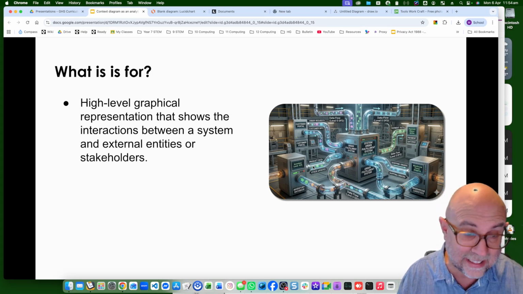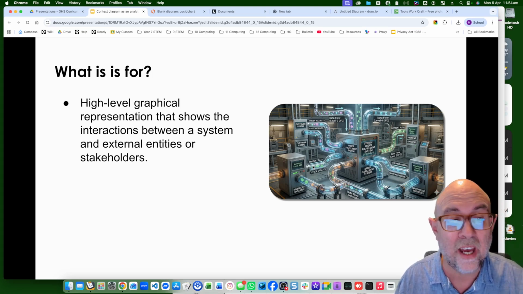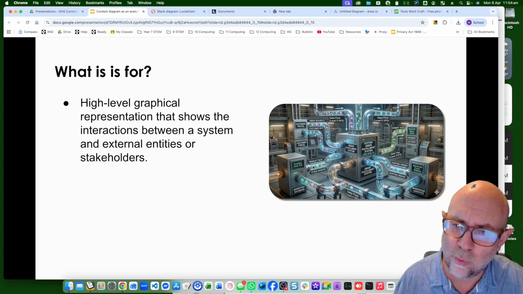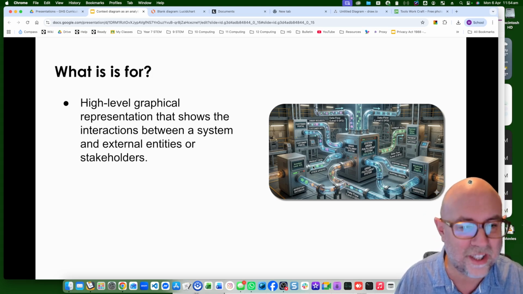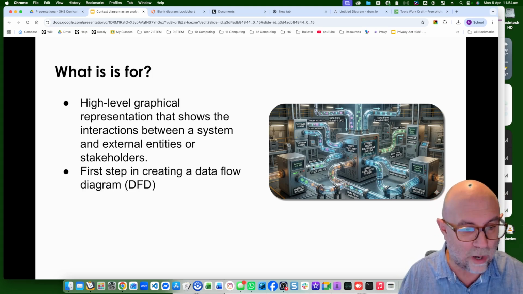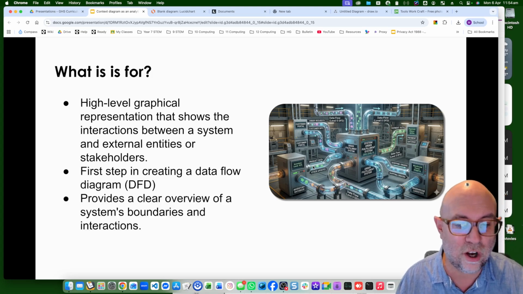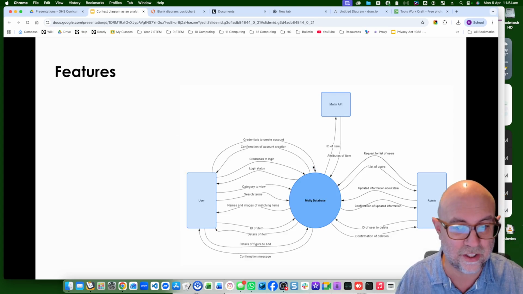This actually is a data flow diagram. It's what's called a level 0 data flow diagram, and the other ones that we're going to be doing are level 1. So we create this first, and it gives us an overview of the boundaries and interactions.